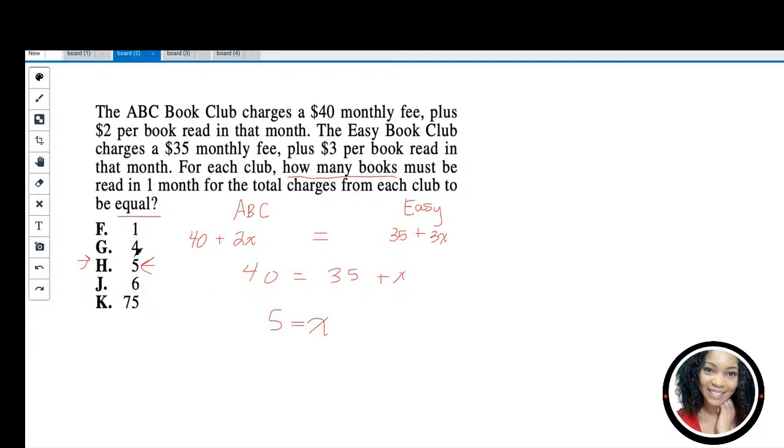But anyway, we're going to plug in the 5 for x for both of them, and then you just see what the price is. So 2 times 5 is $10 plus the 40 gives you $50 for the ABC Club that month if you read 5 books. Likewise, 5 times 3 over here gives you 15. 15 plus 35 is also $50 for the Easy Book Club if you read 5 books that month. So the answer is H, 5.